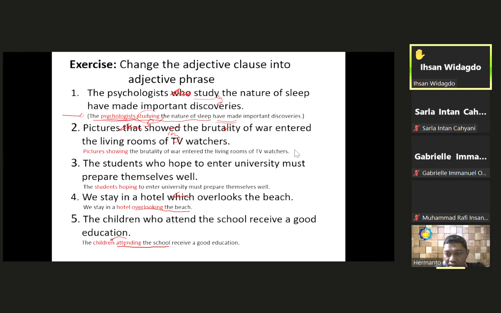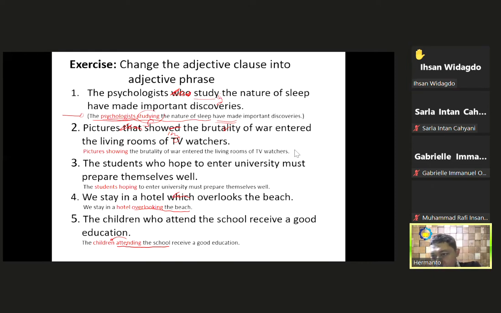Bisa diikuti ya, Isan? Sorry, I can't hear your voice. Even the microphone is moving.